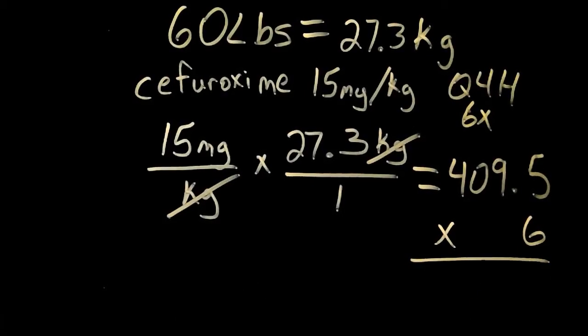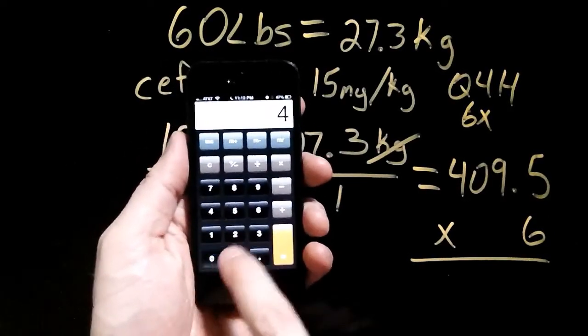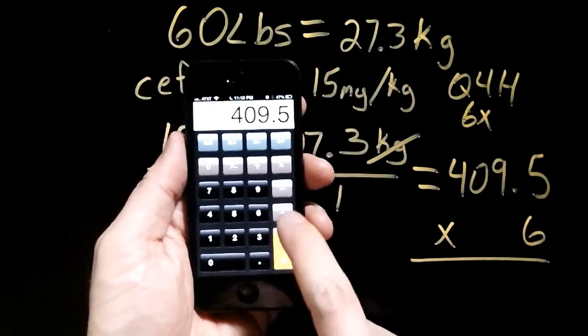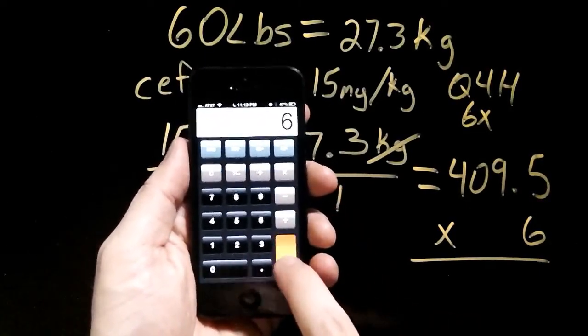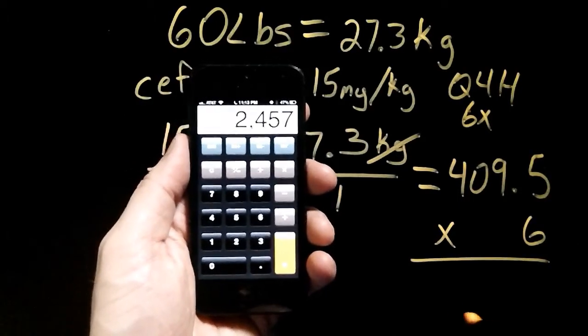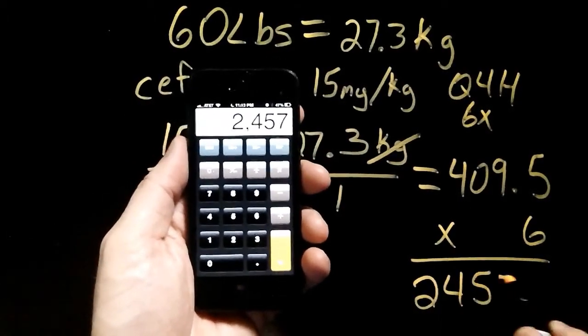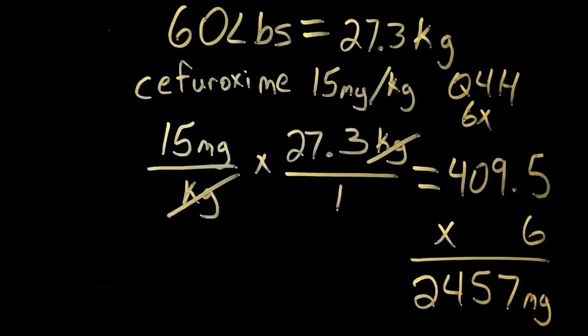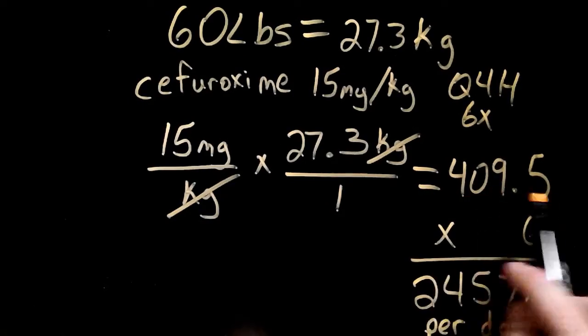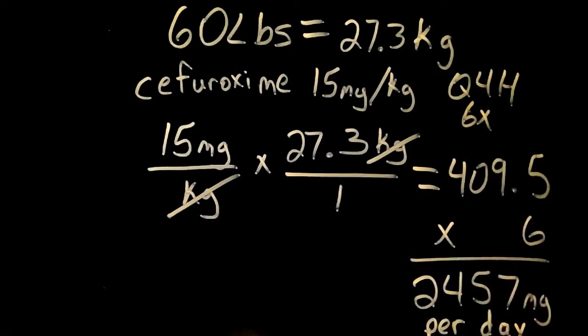Again, I could do long multiplication, but why not just use a calculator? 409.5, and we're going to multiply that times 6, and I will get 2457 milligrams. So it's 2457 milligrams per day. I'll just write right there, per day. And that's your answer to that one. Now remember, they're only going to be getting 409 per dose, but this dose is going to happen 6 times a day because they're getting it every 4 hours.